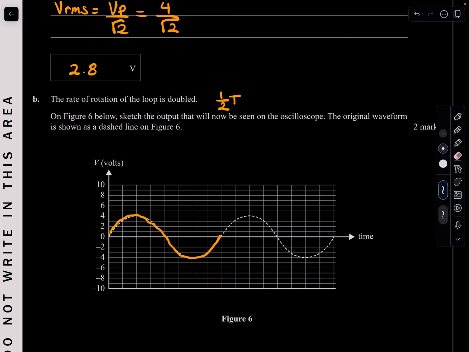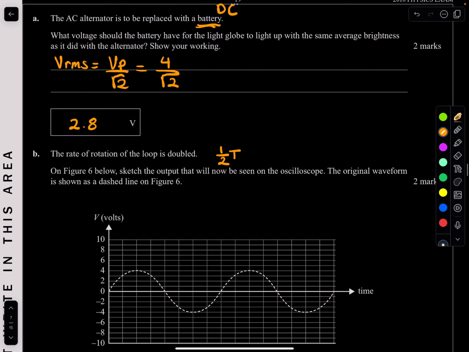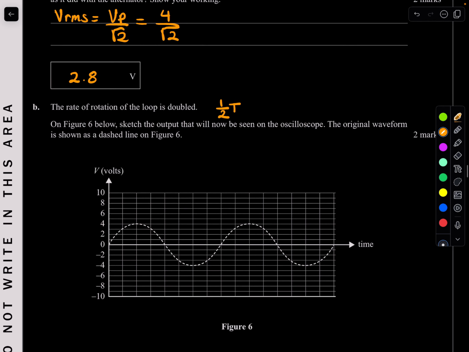That's what happens whenever you get these kinds of questions. It's one of the most common questions, by the way. All exams have these kinds of questions, so absolutely. All right. On the figure below, sketch the output that will now be seen on the oscilloscope. The original waveform is shown in the dashed line.